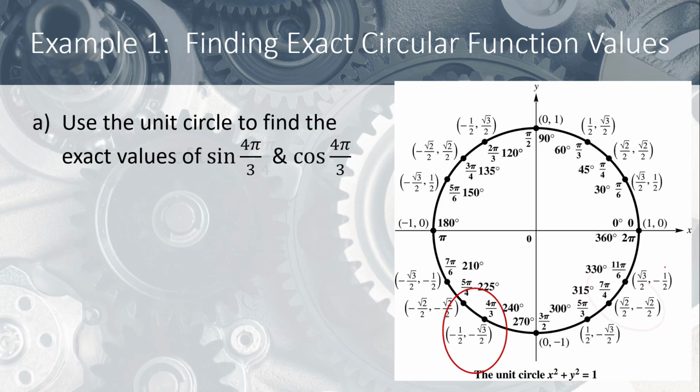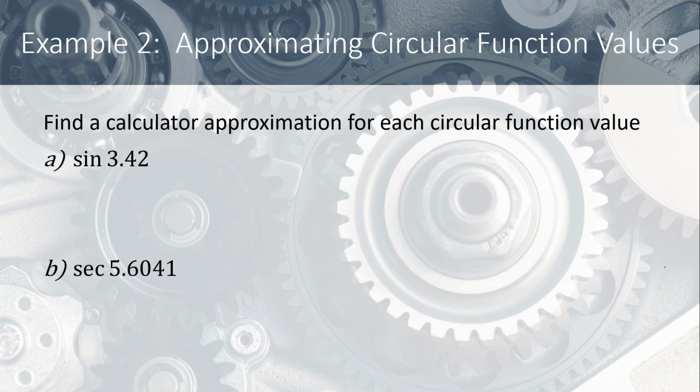Negative 1/2. In this example, we want to find the calculator approximation for these two values. So how do you do that? Well, you go ahead and you use your calculator. Now for each of these, we are going to compute these to 4 decimal places. For this one, it is pretty straightforward. We just put sine of 3.42 in our calculator, and if we do, we will have negative 0.2748. Those are our 4 decimal places.